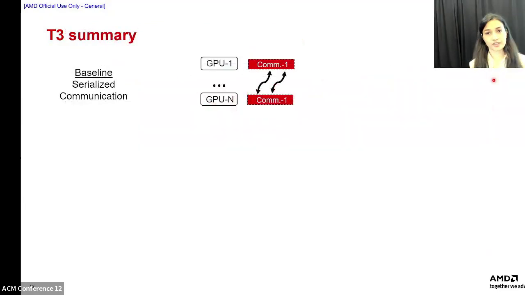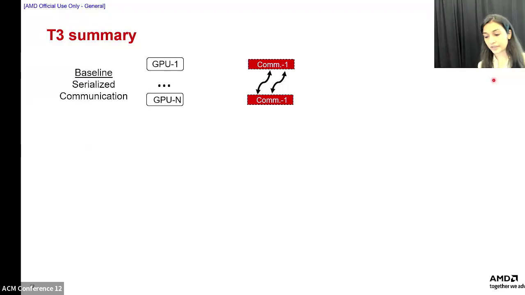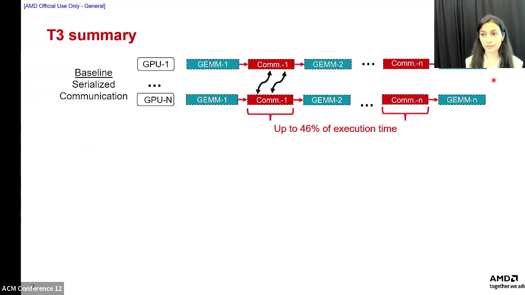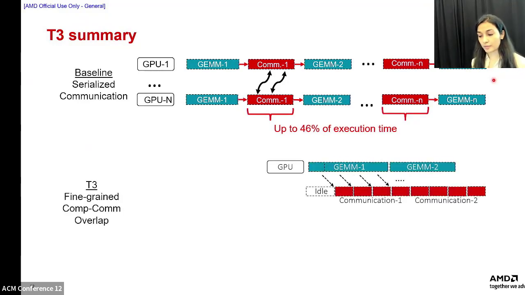So with that, I'd like to summarize the talk. As model sizes increase and require distributed setups, the communication that's serialized can become a major bottleneck in their execution. Our work, T3, minimizes the impact of this communication by overlapping it with compute in a fine-grained manner.